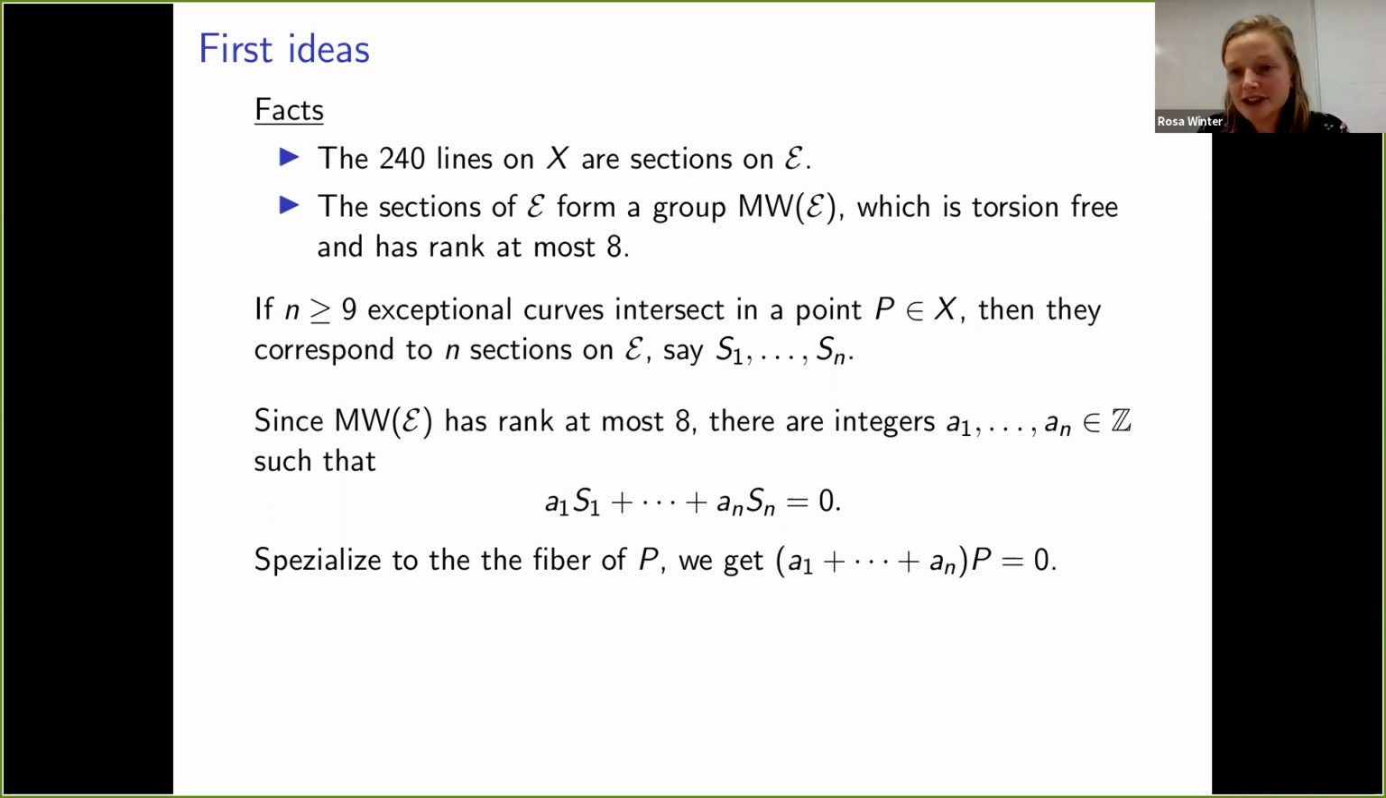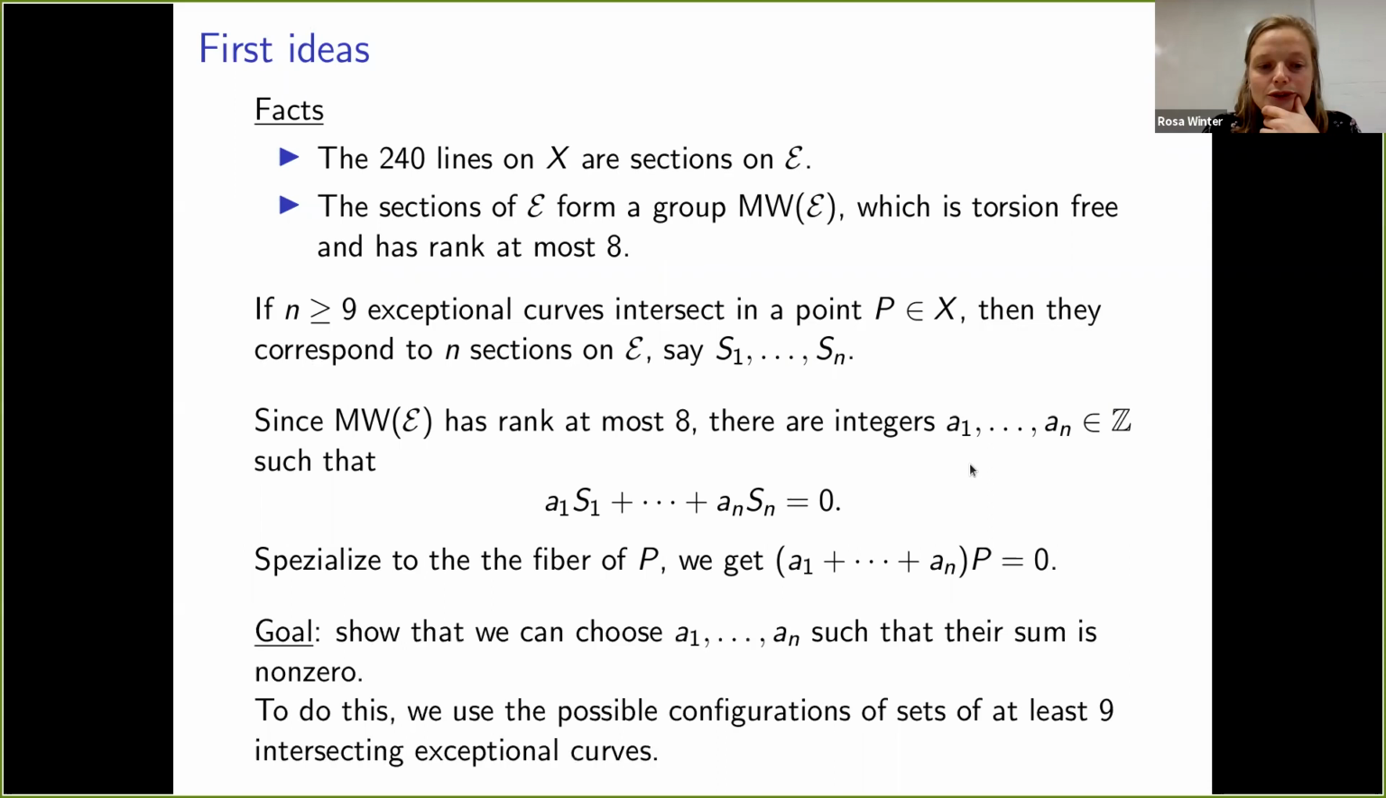And specializing to the fiber, on the fiber they are all equal to the point P. So then you have some relation, something times P is 0. But of course, it's not clear that this does not sum up to 0. So the goal is to show that you can choose these a1 to an such that their sum is non-zero, because then you really have a torsion point P. To do this, we look at the configurations of lines, and we use all the possible configurations of sets of at least 9 intersecting exceptional curves, and we study case by case, as I will explain now.